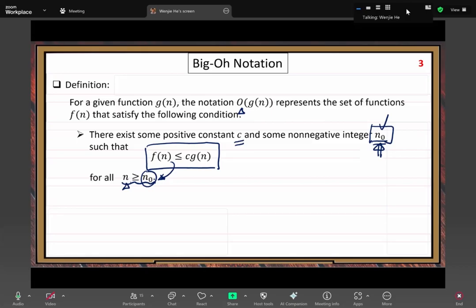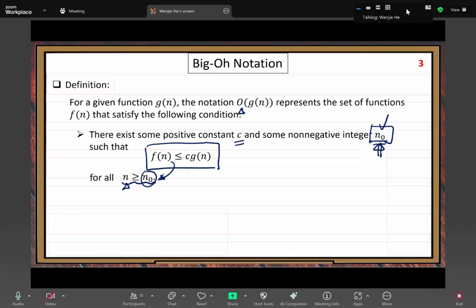Sufficiently large. In math context, people like to say n is sufficiently large, because when they use this phrase, they do not need to mention this n naught number. It's not important. They don't need to mention it explicitly, just say sufficiently large.